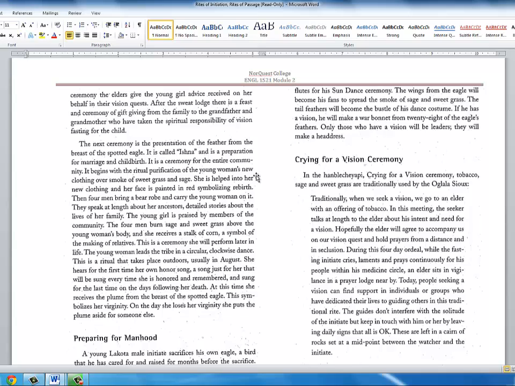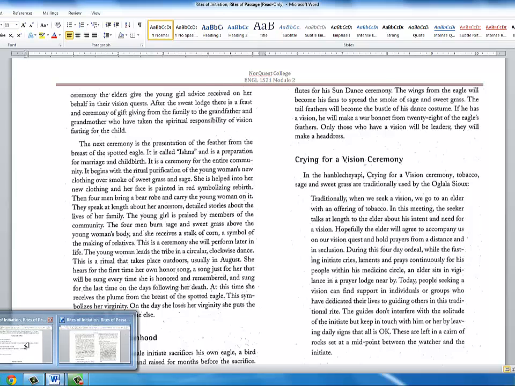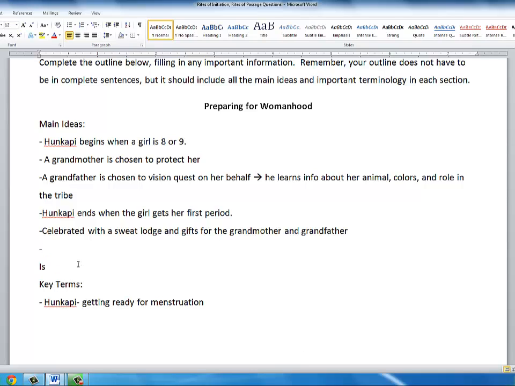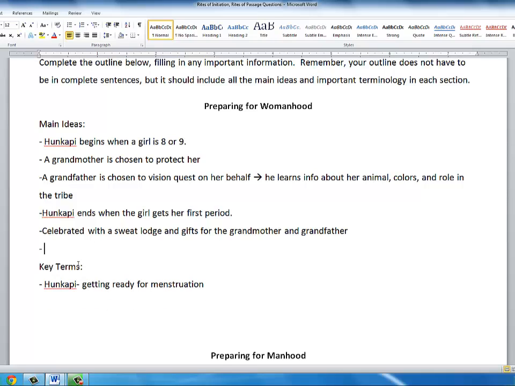All right, so I'd say what is important here is the celebration of Ishna. So that will be a key idea and a key term. So let's see. Ishna. Oops. Ishna is celebrated with the community.